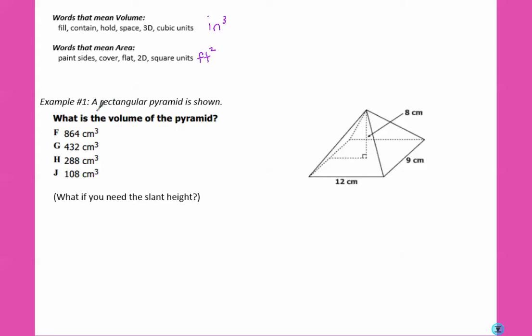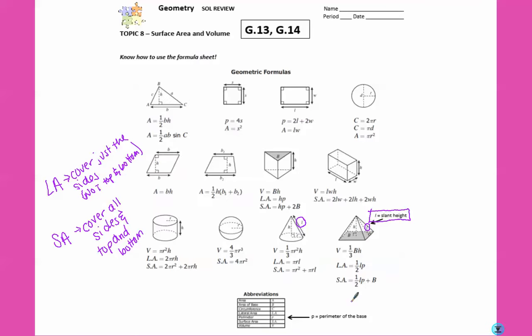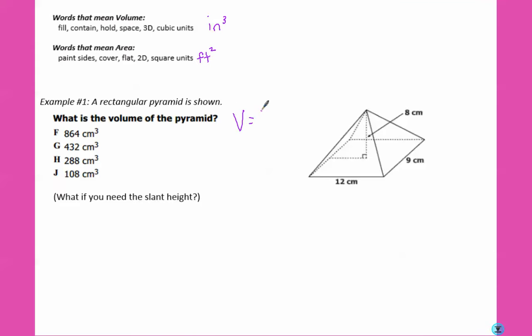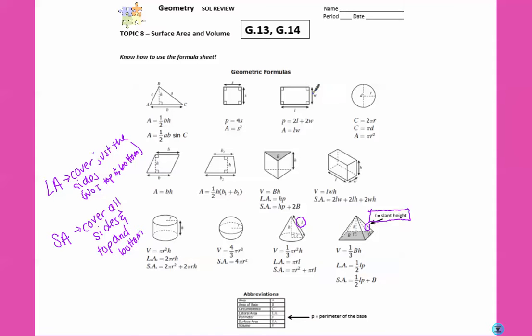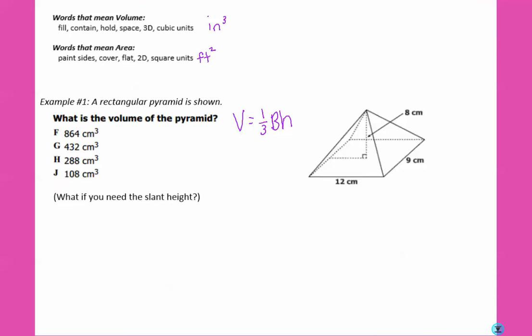So example number 1, a rectangular pyramid is shown. It's nice they show me the shape, so I'm going to look for that same shape on my formula sheet. It's right here. And it asks me to find the volume. So volume equals 1/3 big B H. Big B is the area of the bottom, which is a rectangle. So I'm going to go back to my formula sheet and look for the rectangle, which is right here. And the area formula is LW.